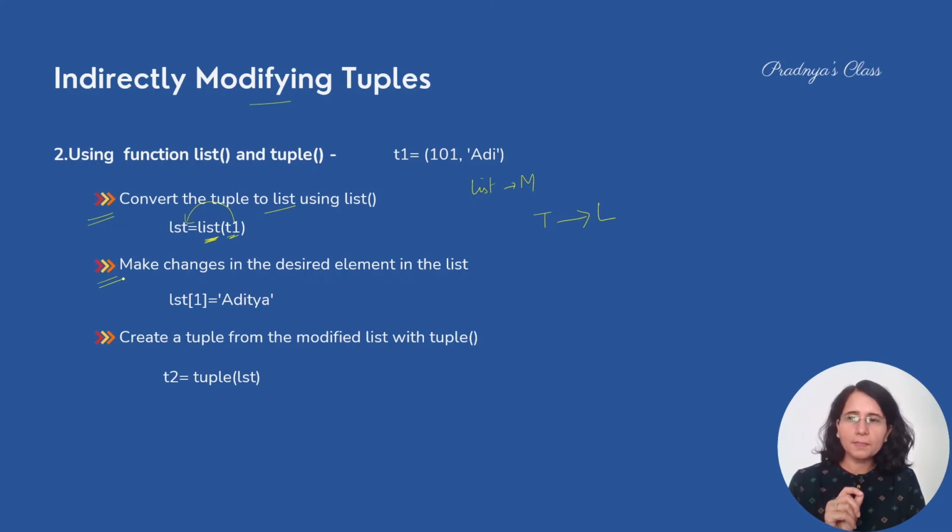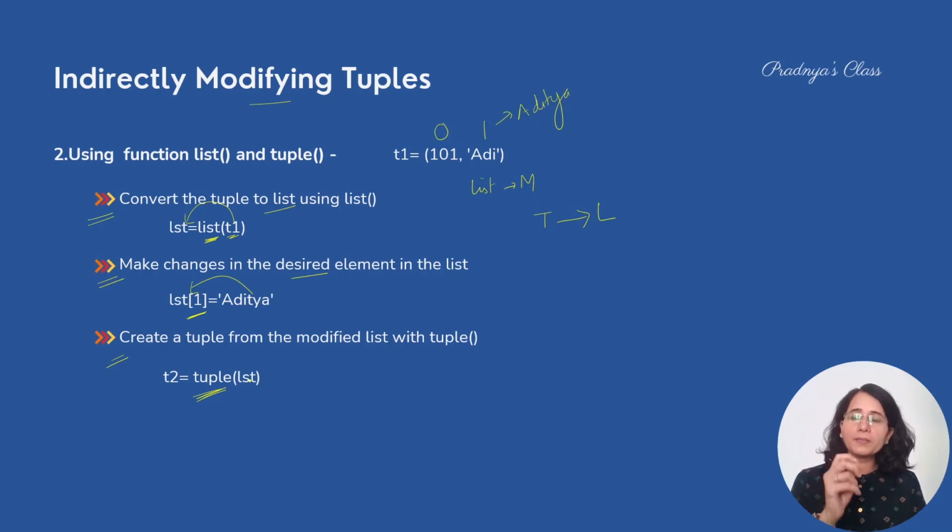Now the second step is we will make changes in the desired element. Using the index we can access the individual element of the list and we can modify it directly by initialization. The first element has index 0 and the second element has index 1. So I am going to change the value of this index, means I am going to change this element to some other element. After modifying it, we will create the tuple from the list again using the tuple method.